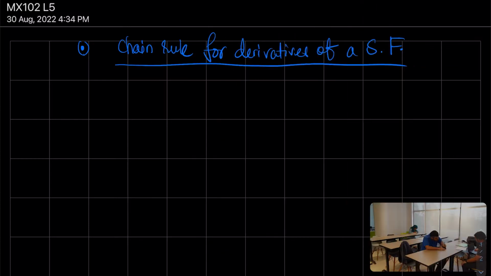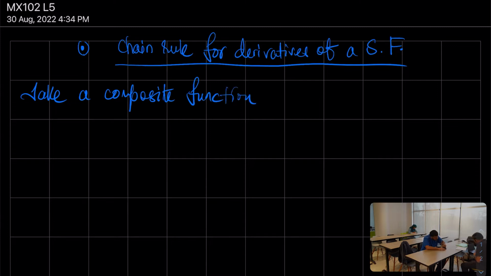Like in 1D, we have a chain rule in one dimension. In multiple dimensions, we know how to take composite functions. So let's construct a composite function such that we end up with a function of a single variable. Take a composite function that is f of r of t, and we denote it by g(t).